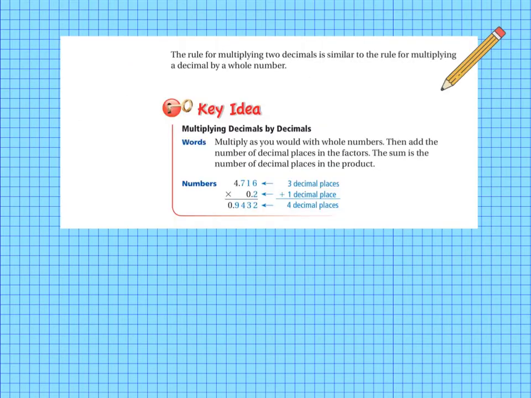Here's another key idea to write down. It says the rule for multiplying 2 decimals is similar to the rule for multiplying a decimal by a whole number. This is a little note before the key idea. If you feel like you need the note, write that down as well.